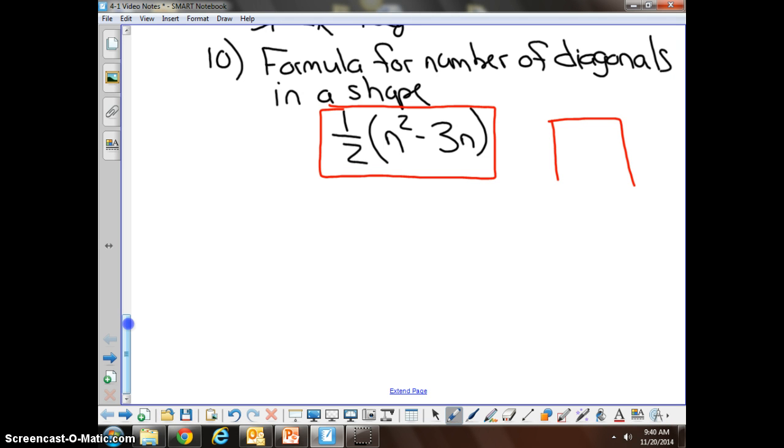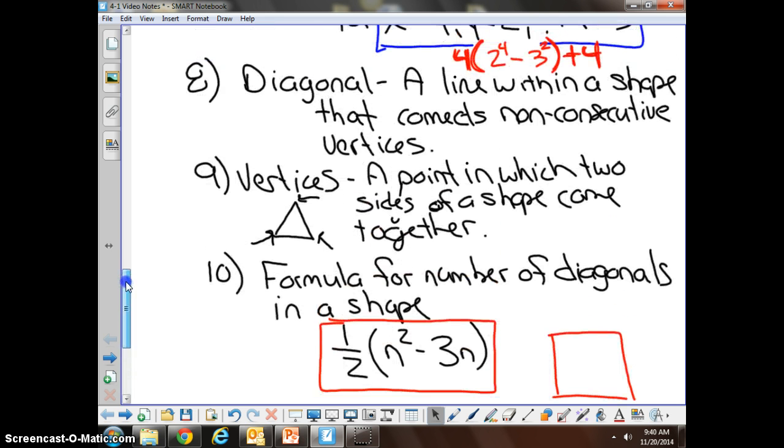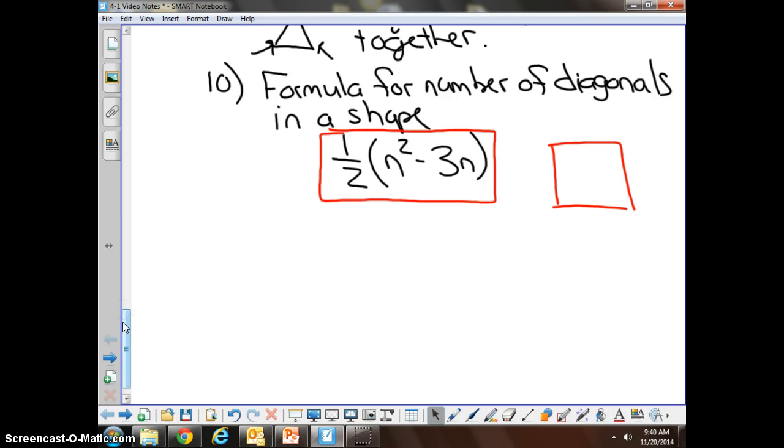So here's my shape. I want to know the number of diagonals. So a line within a shape that connects non-consecutive vertices. So I want to know, how do I calculate the fact that a square has 2 diagonals? Now we can draw a square and we can draw our diagonals within the square and know that the answer is 2, but let's actually plug it into a formula just in case we get to a shape in which you have tons of diagonals because it is like a 7 or a 10 or a 12-sided shape.